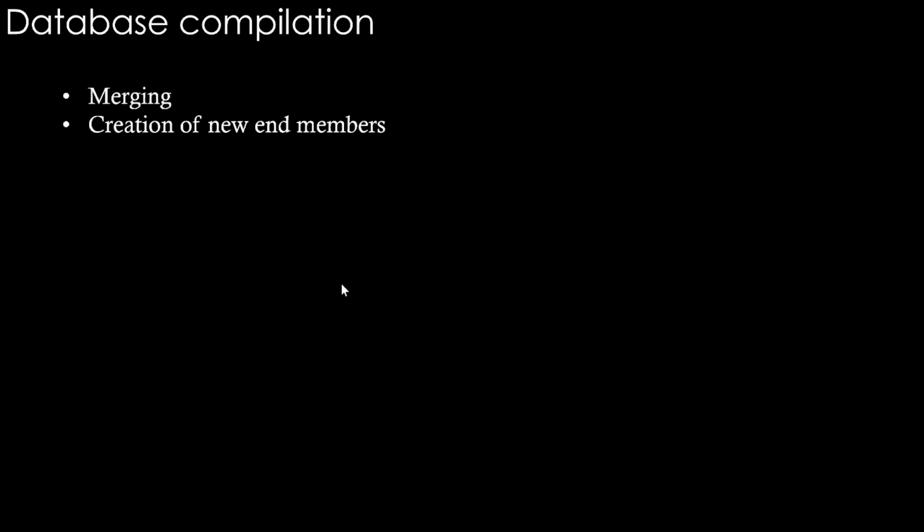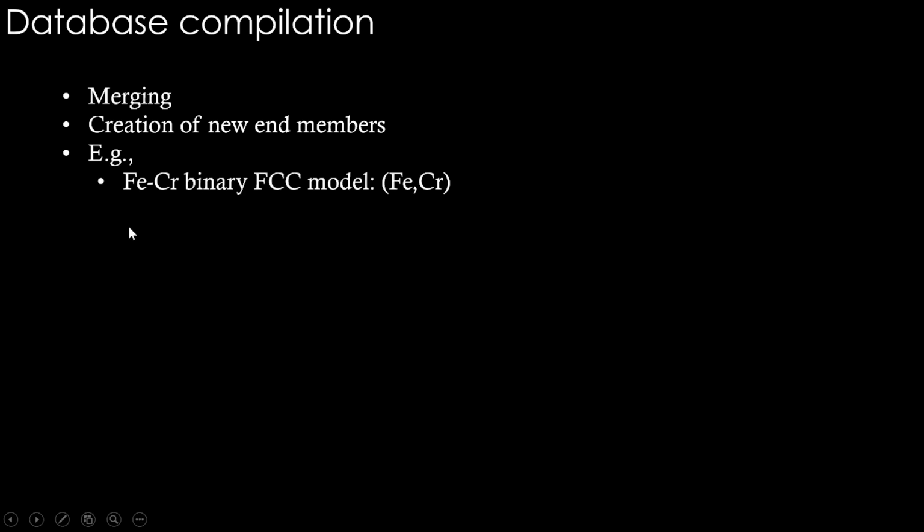Then when merging multiple data, another issue can come, that is creation of new end members. For example, in the Fe-Cr binary, we have this FCC model. Fe and Cr are both in a single sublattice. Let's say vacancy is not taken. In the iron carbon binary for FCC, iron is taken in one sublattice and carbon and vacancies come in the second sublattice. You have seen how interstitial solid solutions are modeled in sublattice formalism. This is how they are modeled.